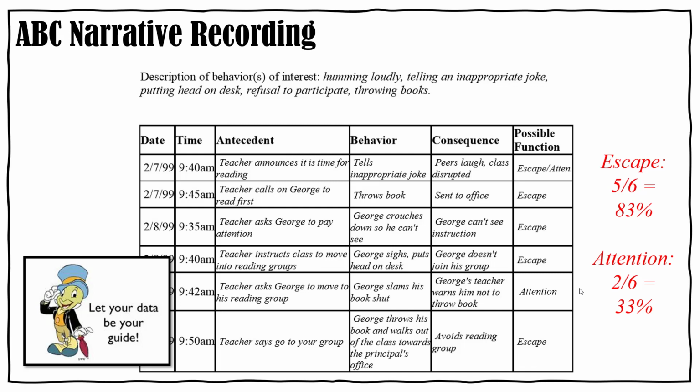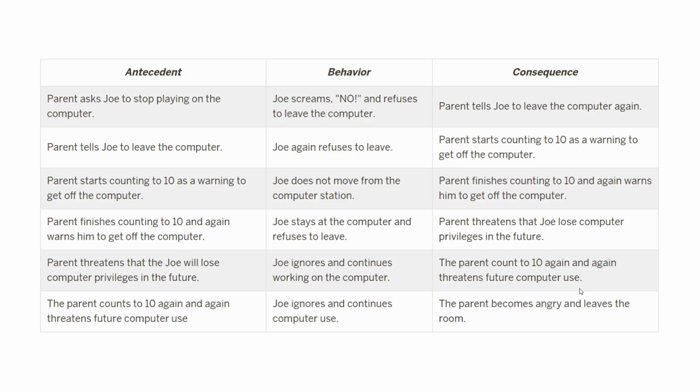Get some really good data on your behavior chains, and that will help you with actually analyzing the data and trying to figure out the function. Here's another example of ABC data. So there's 6 instances here, 6 behavior chains. You've got antecedents, behavior, and consequences.